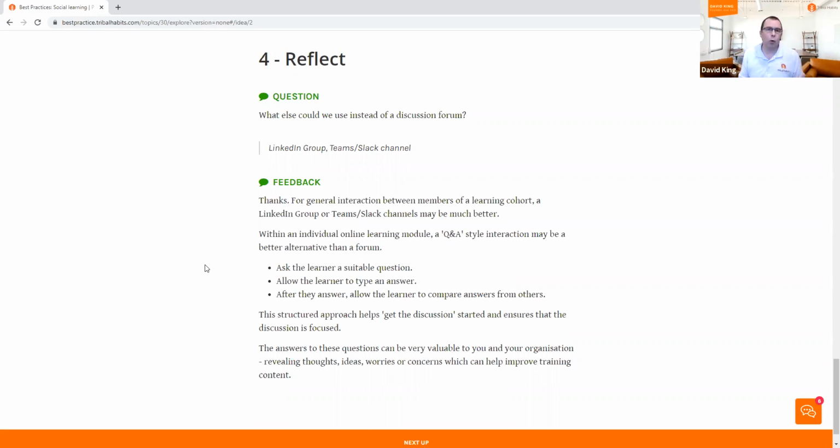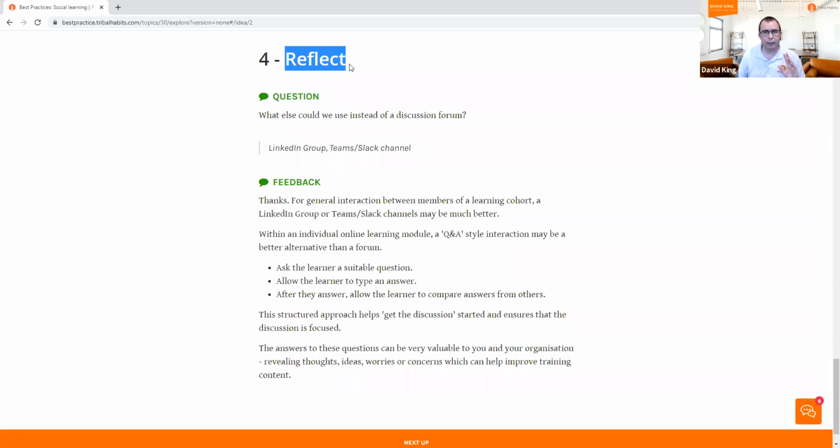It's more of a cohort opportunity to chat. It's like the time when they're at the water cooler outside the workshop, having the cup of tea, talking about what's going on with the training in the workshop there. That I think is super valuable, but I don't actually think that's an online learning interaction. If we want to do something like this in online learning, I'm going to recommend a Q&A style interaction instead.